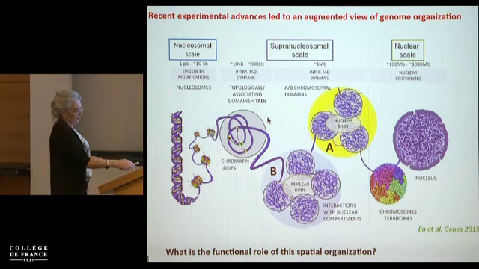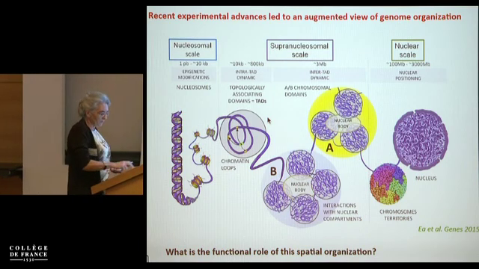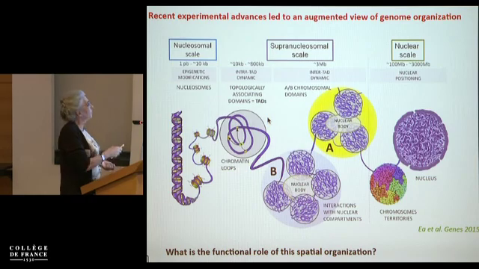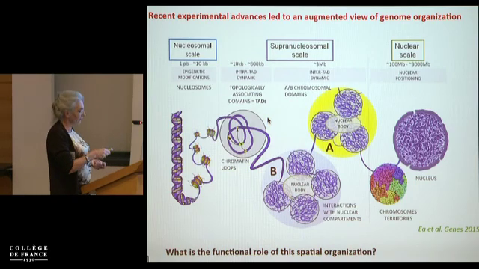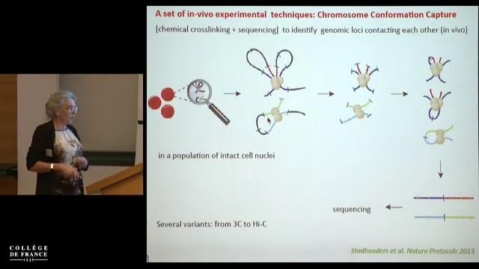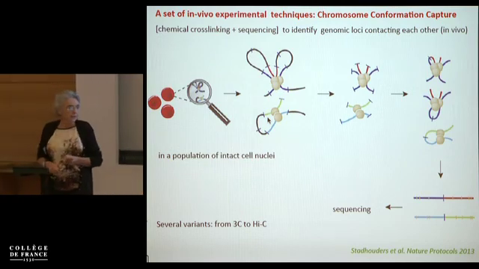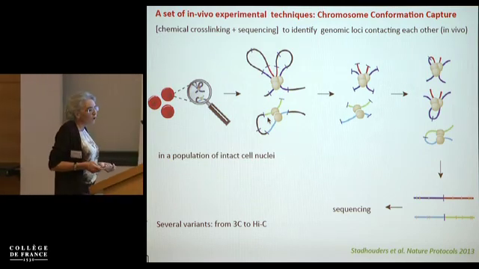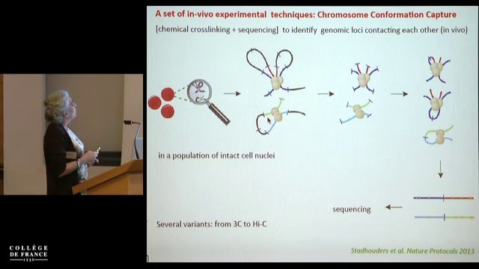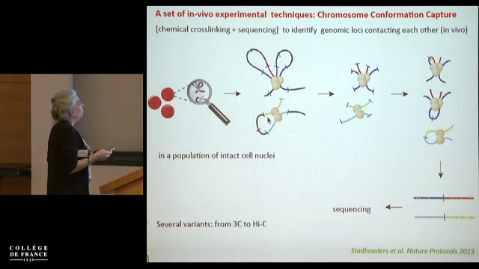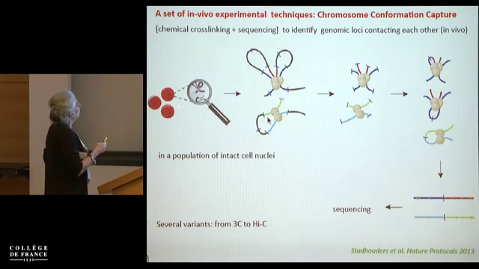And what are the main experiments that give access to this level? It is a whole set of experimental techniques termed chromosome conformation capture. So the idea is quite simple. The realization is more difficult, but you can understand quite easily how it works.